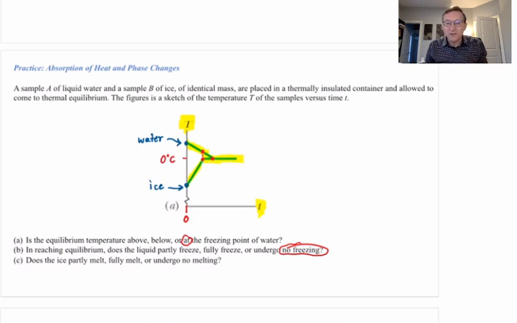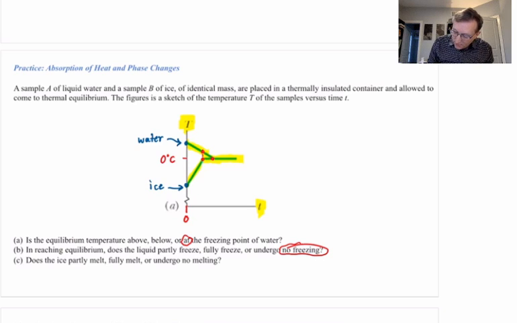Well, we know it undergoes some melting, doesn't it? Because it gets to 0 degrees Celsius before the water does, and so you get this flat part while the water is still providing energy. The question that's a little bit subtle with these kinds of graphs is, has the ice fully melted or only partially melted? And I suppose the only way to know if the ice had fully melted is if the graph had been a little bit different than this.